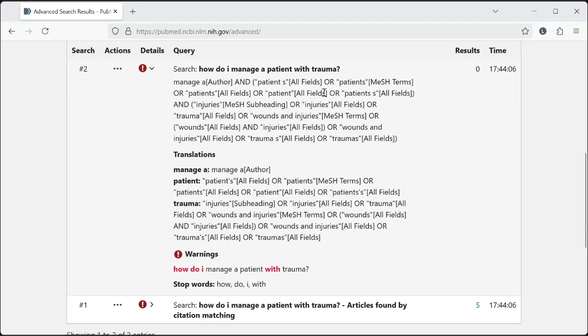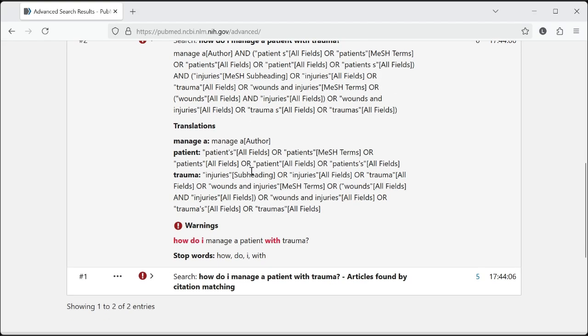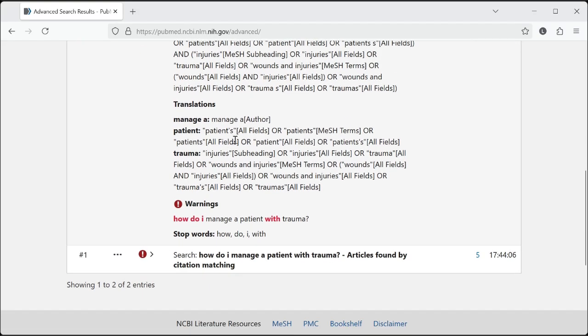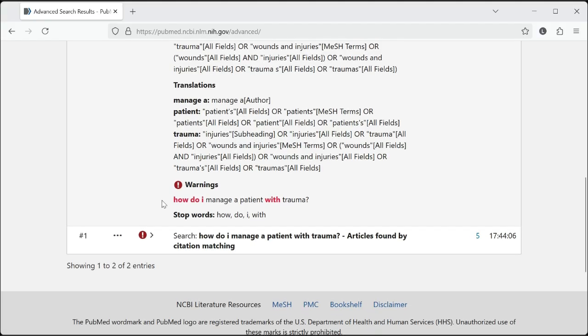We're going to skip all of this stuff. This, for lack of a better term, is like the computer language that PubMed understands. It takes a while to learn. It's what people use when they do systematic reviews and things like that. But we're going to skip all of that because we don't have time to learn it, and move into this section called translations. The words in bold are what PubMed pulled out of your question and identified as the most important parts of your question. If we keep scrolling, we see a section called warnings.